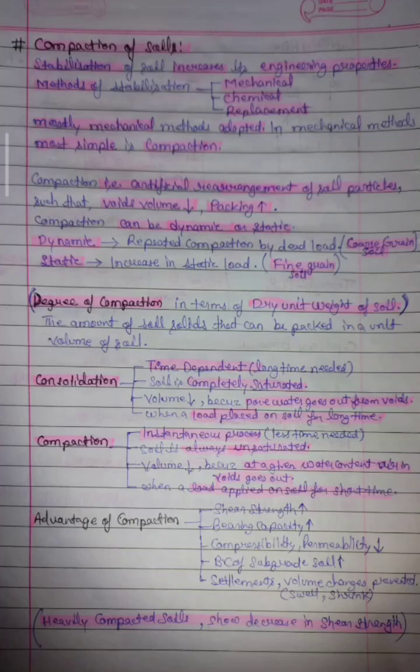Degree of compaction is expressed in terms of dry unit weight of soil. The amount of soil solids that can be packed in a unit volume of soil is called degree of compaction. Now we have to look at two processes. One is consolidation, second is compaction.